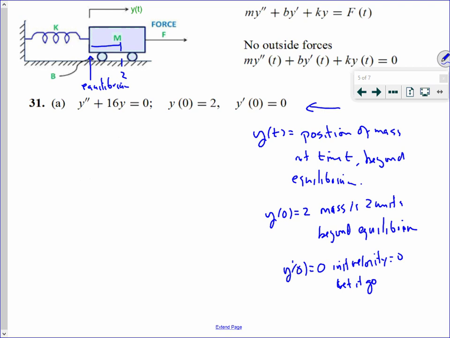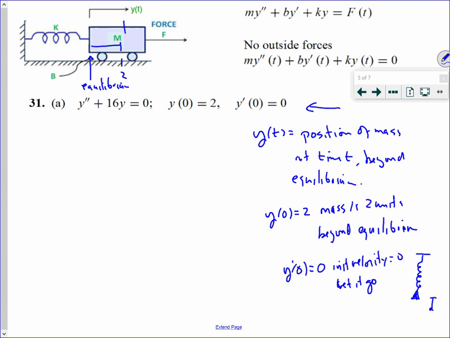And I don't like this picture a whole lot. I prefer the vertical sort of picture. Okay. So, in other words, we've stretched this thing down a little bit, and we let it go. Okay, if y prime of 0 was something else, then that means we would stretch it down and give it an extra shove down or an extra shove up or something. But we're not giving it a smack. So we stretch it out here 2, and we let it go. We don't shove it back in or push it out. Okay, so that's what the initial situation is.